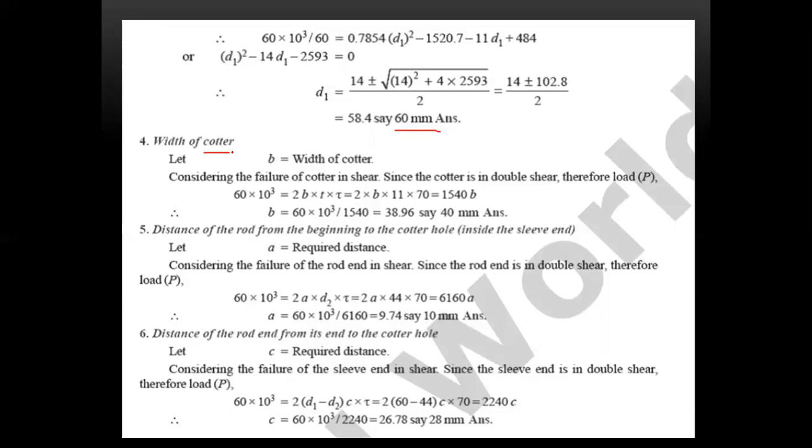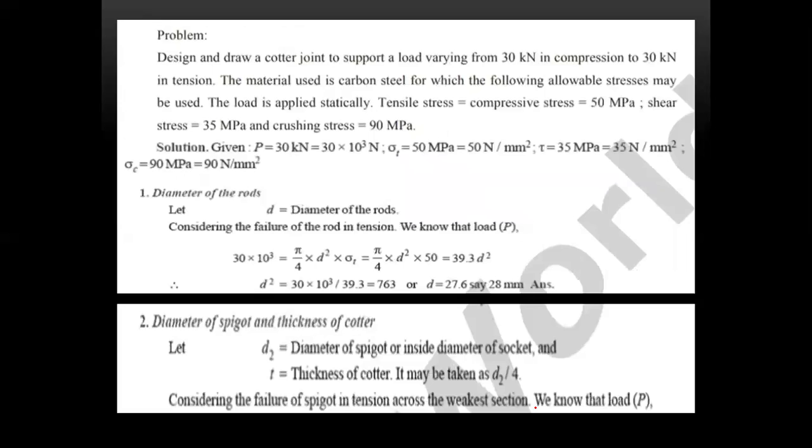Next, the width of the cotter, b, applying double shear of load P. P is equal to 2 into b into t into tau. Applying this, we get b. Next, the distance of the rod end from the beginning of the cotter hole, a, is equal to this. Applying this, we get the value. The distance of the rod end from the end of the cotter hole, c, is equal to this, and then the value is this. Next, cotter joint problem.